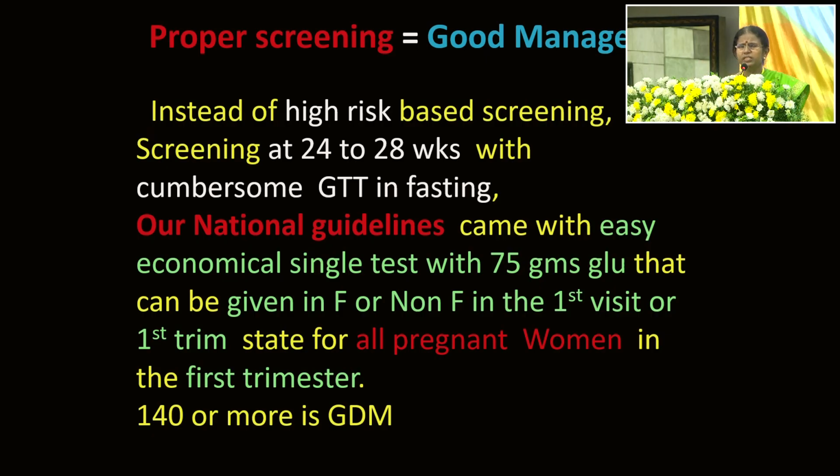I have gone into all the rural centers and studied this in almost 5,000 cases, and how many of them are coming in fasting? Very few, less than 10% were coming in fasting, and that too they were asked to come fasting for some other reason. Otherwise, in the rural centers where the cases are overloaded, they always come in a non-fasting state. So, having this in mind, he came out with a single simple test that can be done either in the fasting or non-fasting state with a simple 75 grams of glucose in all pregnant women, irrespective of the risk factors.